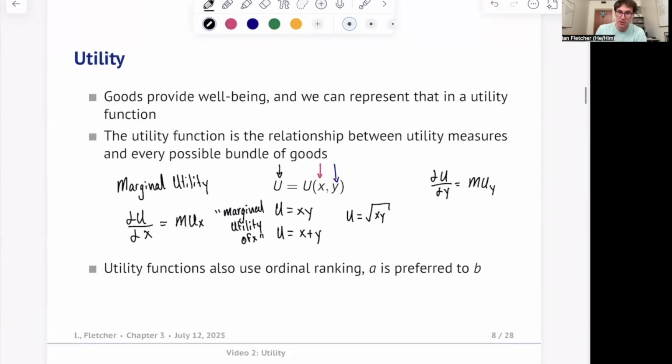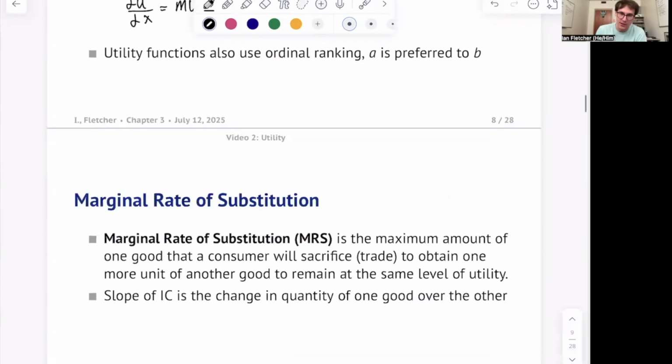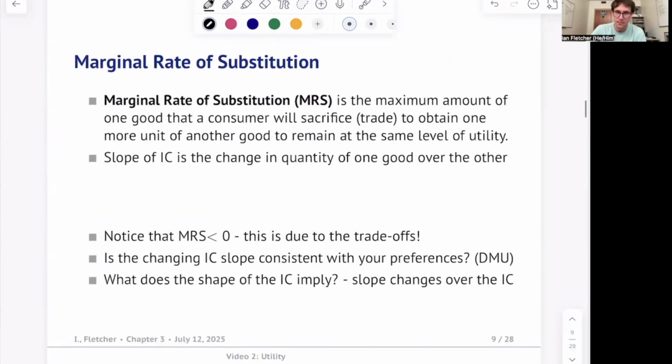And so utility functions also use ordinal rankings. So we use A is preferred to B, not necessarily cardinal rankings, but that doesn't really matter. Now we've got this idea called the marginal rate of substitution. The marginal rate of substitution is the maximum amount of one good that a consumer can sacrifice to obtain one more unit of another good and be on the same level of utility, right? So stay on the same indifference curve.